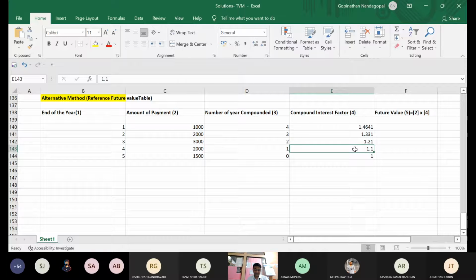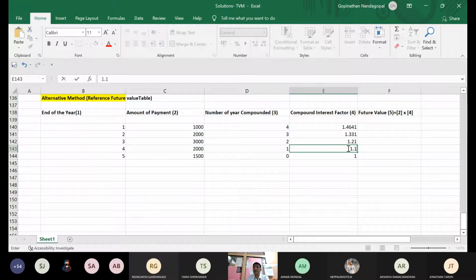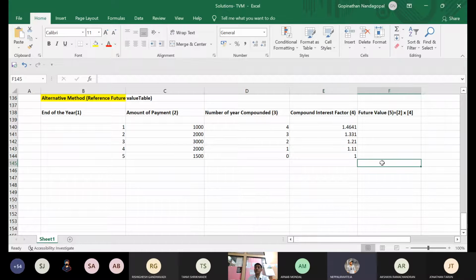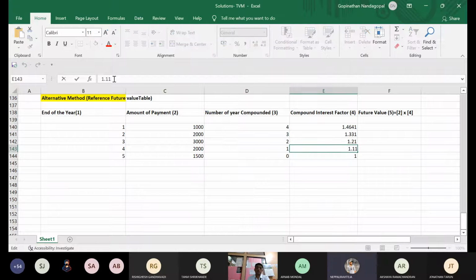There is some problem, ma. That 0 gets cancelled when you're doing the Excel. No, sir, it's 1.11, sir. Two ones after the decimal. Now 1.11. Okay. No, sir, it's 1.1 only, sir. 1.1 is for 11%, sir. 1.0 and the last one will be 1.0.